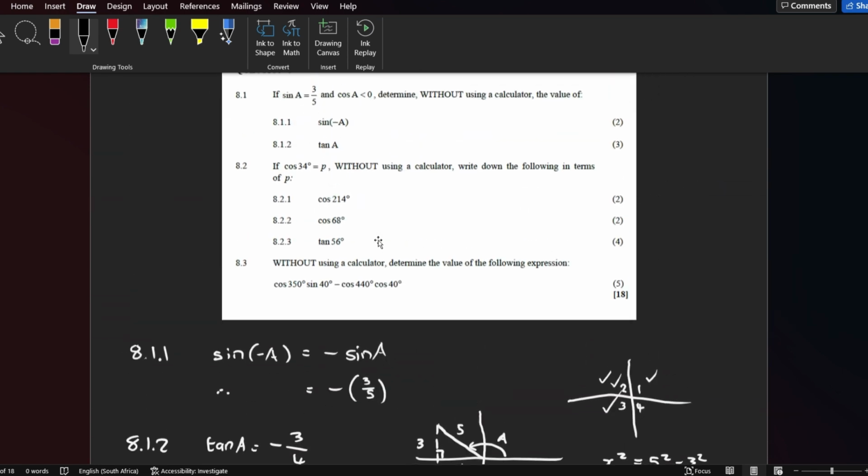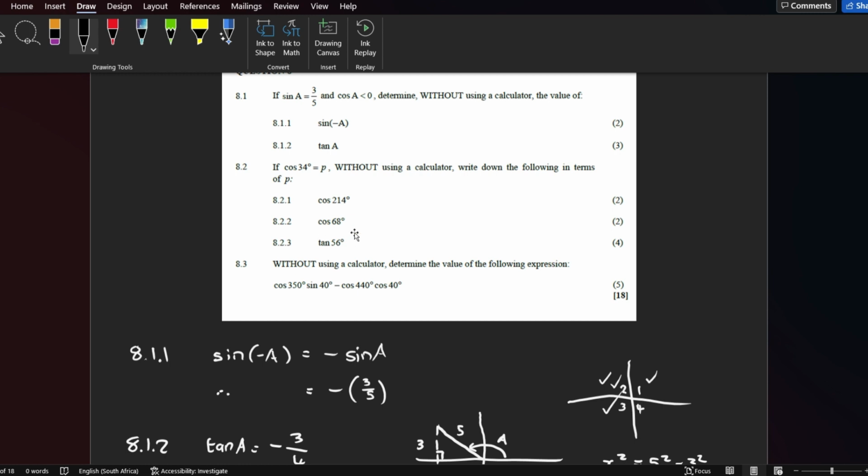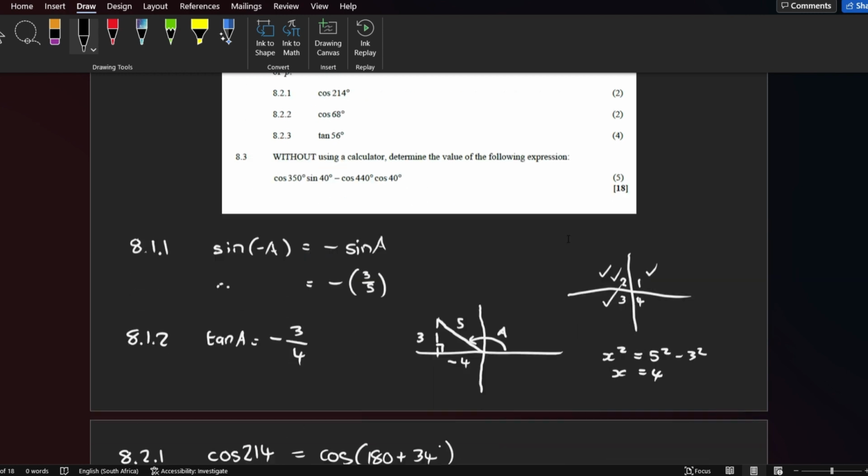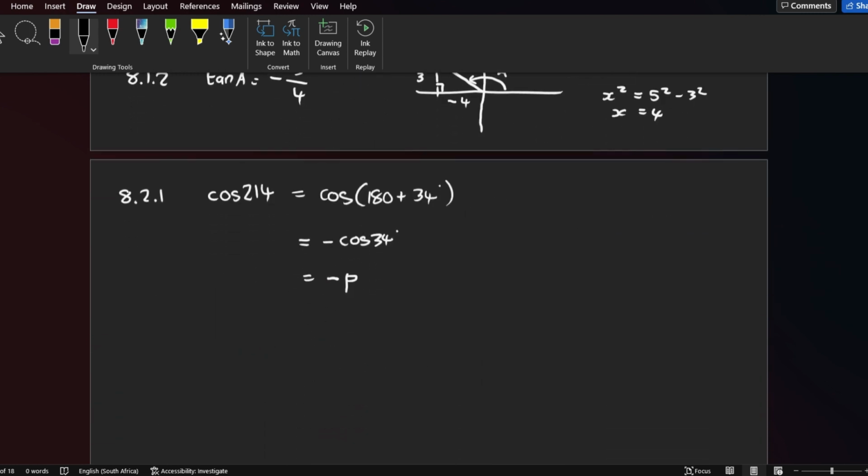Okay, question 8.2.2 asks us to determine cos 68 in terms of p. Now when looking at cos 68, we see that we cannot really find it in terms of the angle 34 using reduction formula or co-function, etc. And even using our triangle, if we draw our right angle triangle, there's no angle of 68 in there. So then we have to turn to the next best thing, which is either compound angles or double angles.